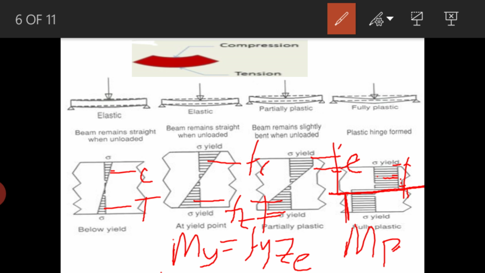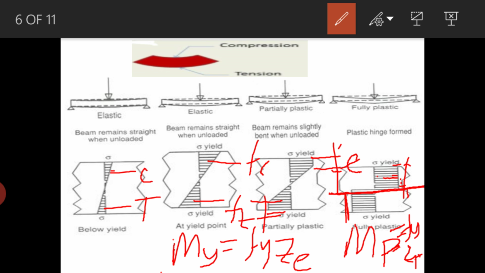At this stage, the moment is calculated as MP equal to Fy into Zp, where Fy is the yield stress and Zp is the plastic section modulus. So we calculate MP equal to Fy into Zp. And the neutral axis of a fully plastic section passes through the equal area axis.